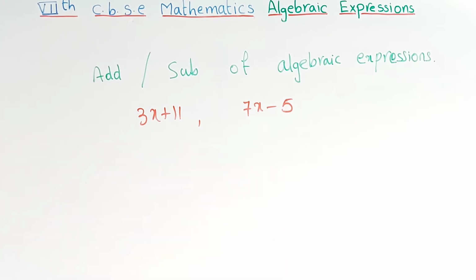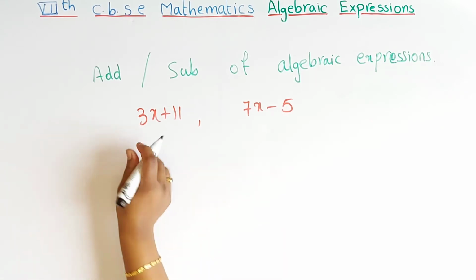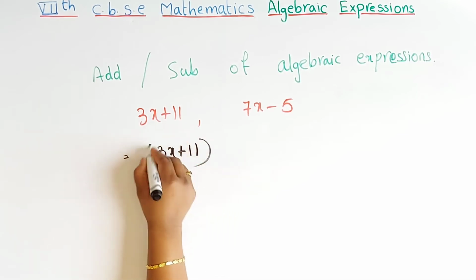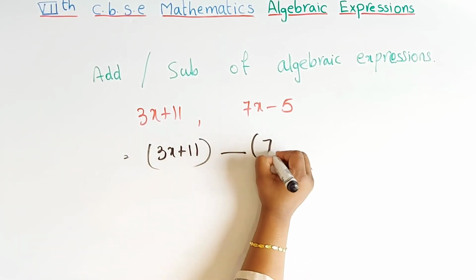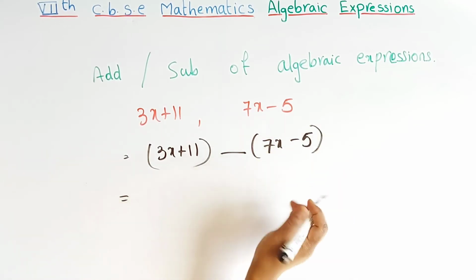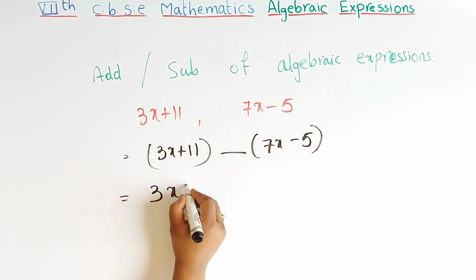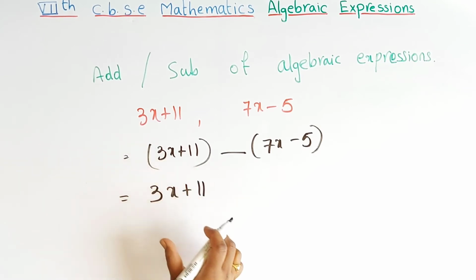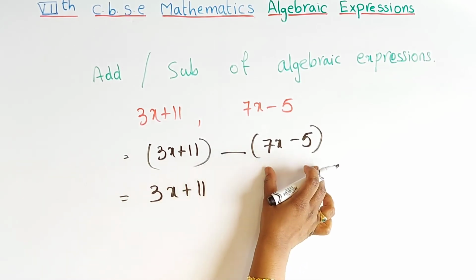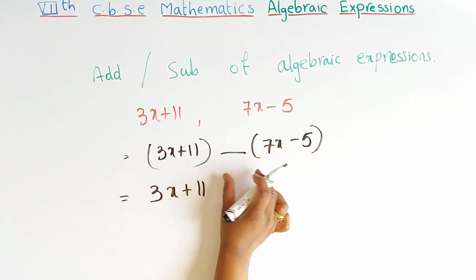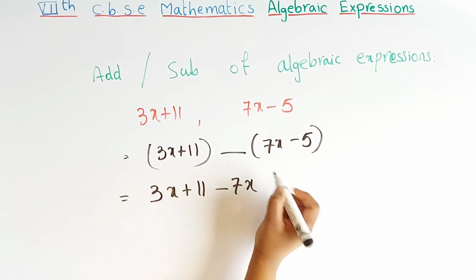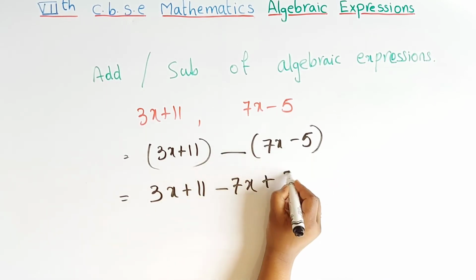Now we will do subtraction of same algebraic expressions, children. First one, 3x plus 11. Subtraction means minus, you know that. 7x minus 5 is the second expression, right? Here we have minus. Now remove the brackets and write the numbers. 3x plus 11 here. Now multiply with minus here. Second expression we have to multiply with minus. Minus into plus 7x is minus 7x. Minus into minus 5 is plus 5.